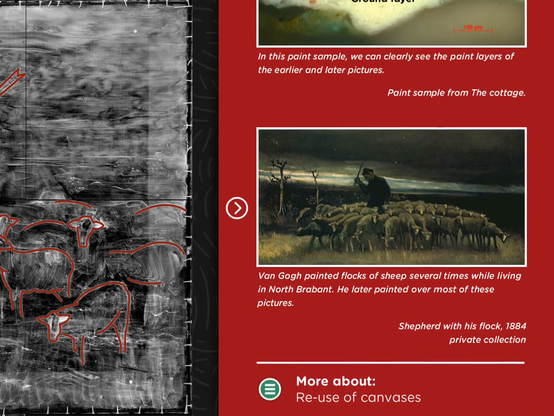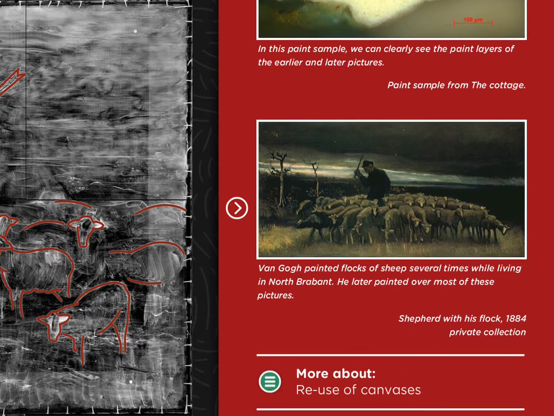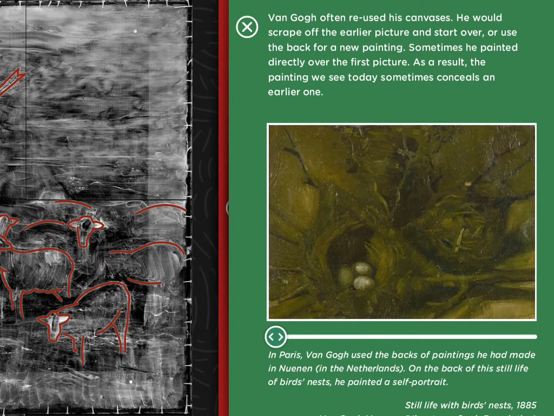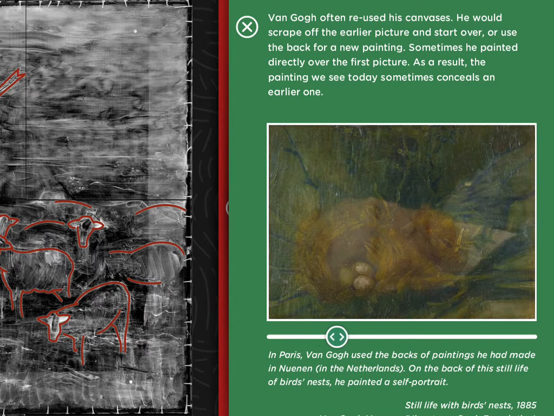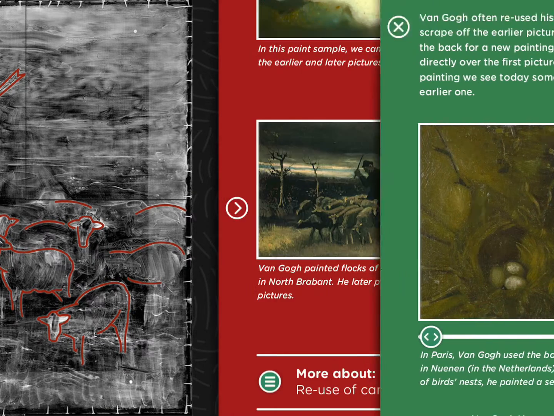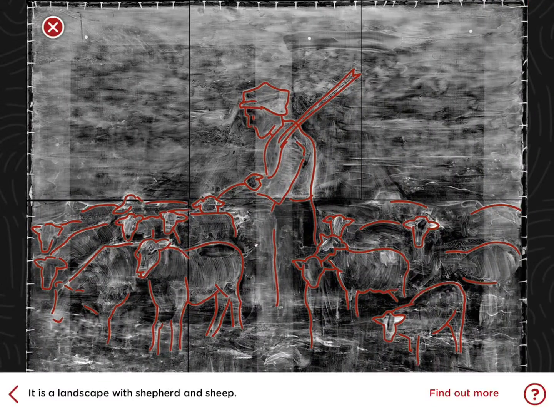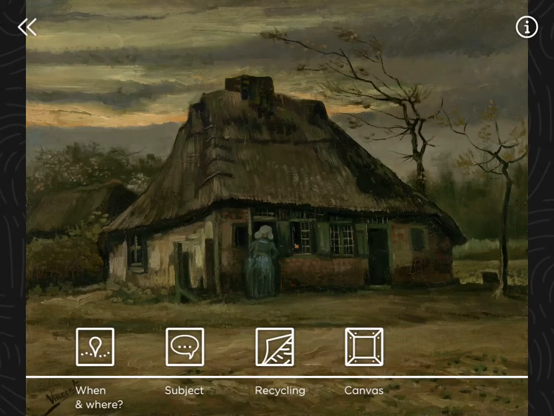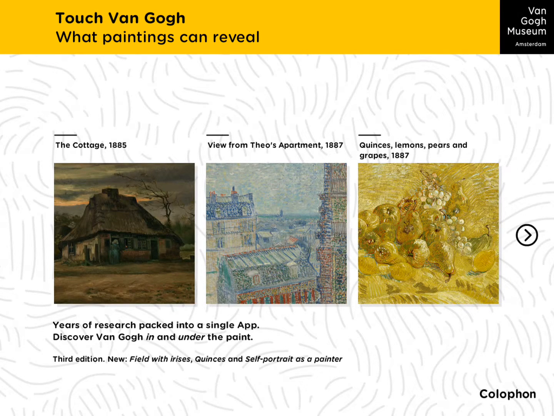It says most of these pictures did not survive. He painted over them. And down at the bottom there's more about reuse of canvases. All different cool things. You can see what was under there. Self-portrait of Van Gogh. To X out, just hit the arrows and the X's, and that'll take you back to the beginning and go on to another painting.